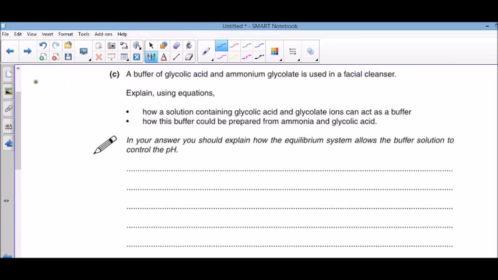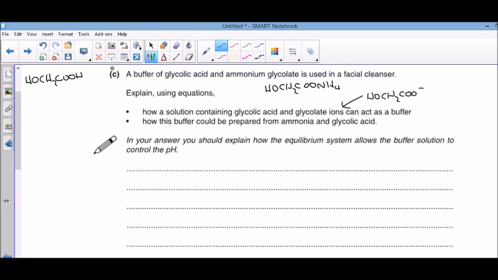So we've got a buffer of glycolic acid, and we'll just remind ourselves that that was this. And ammonium glycolate is used in a facial cleanser. So if it was ammonium glycolate, let's look at this now. So that acidic proton's gone, and we've replaced it with an ammonium ion. And we're going to explain using equations how a solution containing glycolic acid and glycolate ions can act as a buffer. So glycolate ions are going to be this.